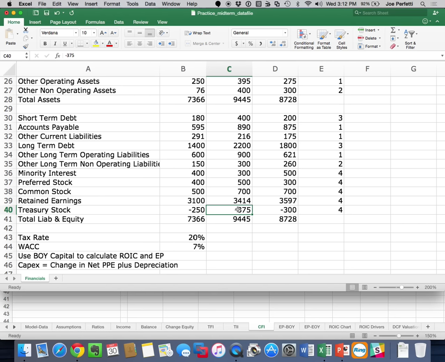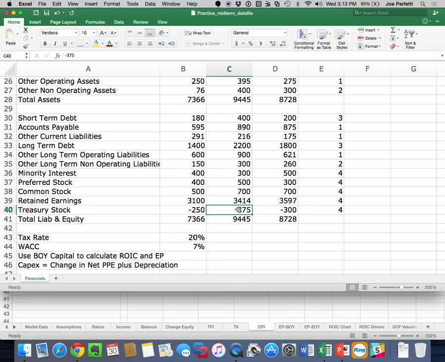On the CFI, is a share repurchase a positive number or a negative number on the CFI? Yes, because its payout will be a positive number.